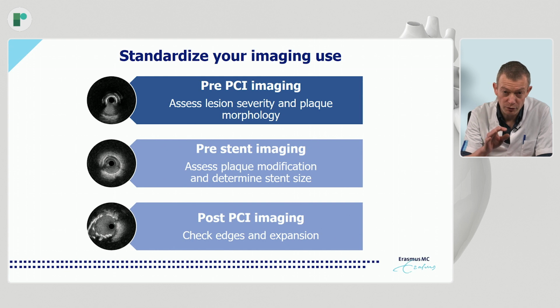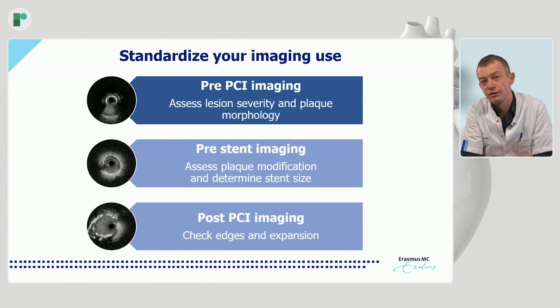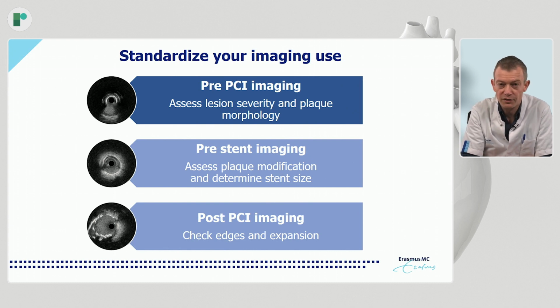So pullback number 2, pre-stent imaging. This is where you confirm that your lesion preparation was successful and where you can do your sizing. And then finally, after stenting, you do your post-PCI imaging in order to check for stent apposition and stent expansion.